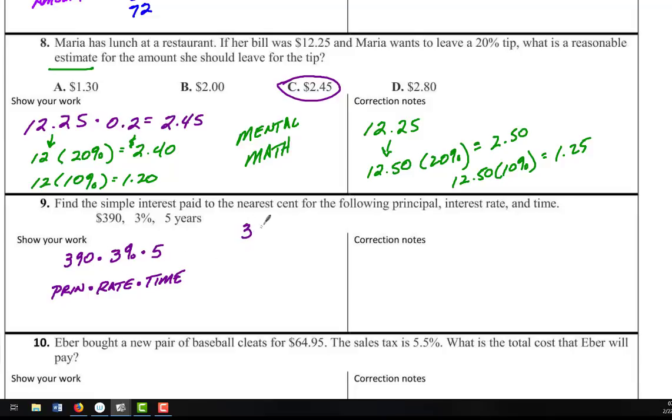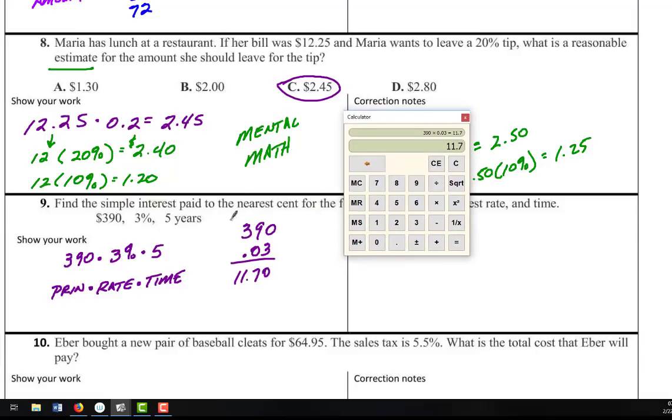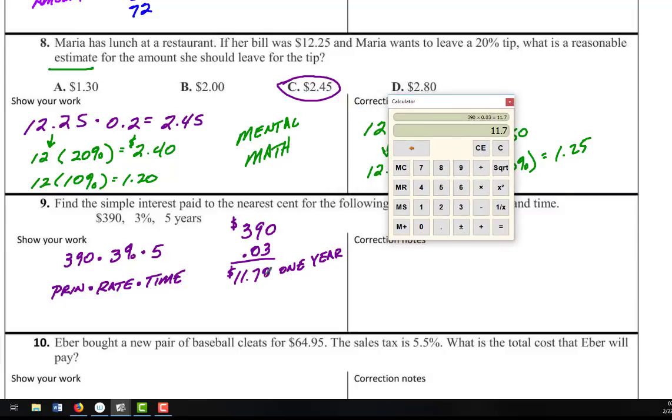We do the principal times the rate as a decimal, so 3% as a decimal. Let's grab our calculator here. 390 times 0.03 gives us $11.70. This is all money. So this is 1 year. So for 1 year, the amount is $11.70.